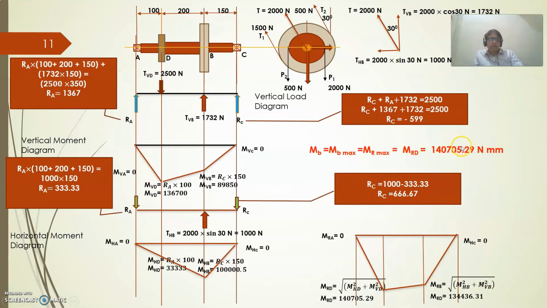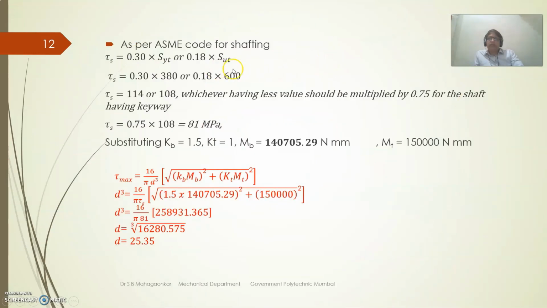MB is equal to this 140, the maximum is this one, right? Now as per the ASME code equation, this is the first step actually. As per the ASME code equation, tau s is equal to 30% of yield strength or 18% of ultimate strength. Whichever value you get, you have to reduce it by 25% since a keyway is there, right?